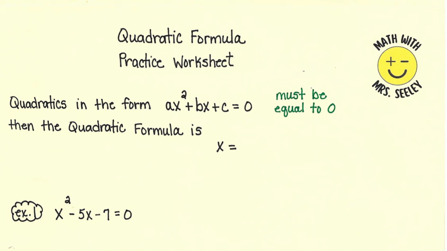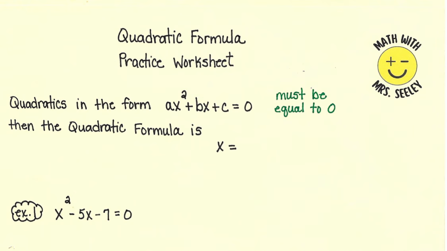The quadratic formula is used to solve quadratic equations when you can't factor them, or maybe you're someone who doesn't enjoy factoring, and so then the quadratic formula becomes a formula that will work every time. To use the quadratic formula, you must be set equal to 0, and you must be in this form so that your x squared term is first, then your x term, and then your constant.